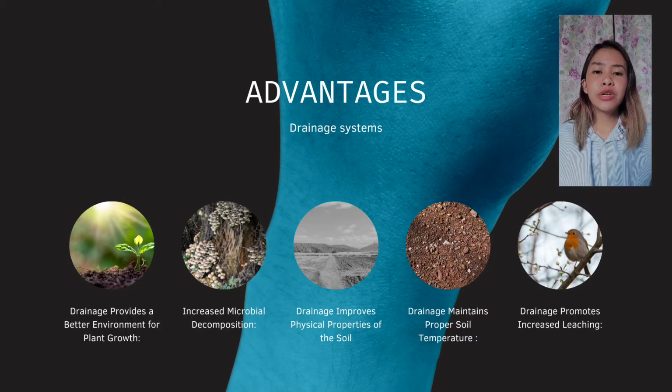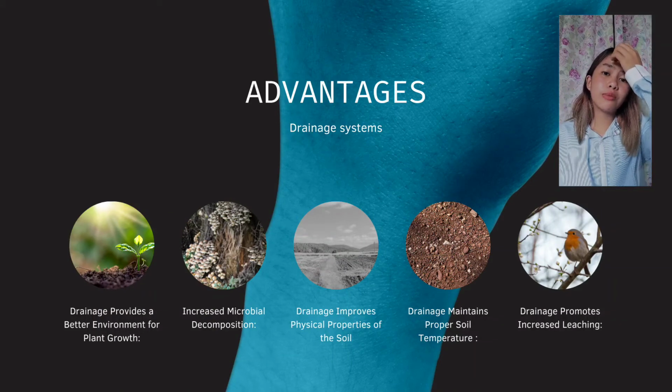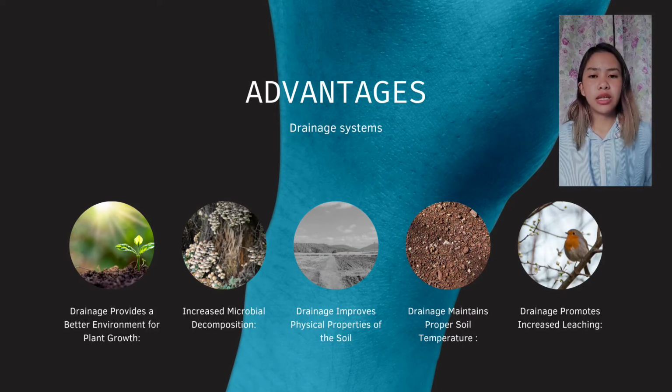Fourth, drainage maintains proper soil temperature. The removal of free water by drainage allows the soil to warm up quickly. If the soil does not warm up quickly, it can also damage the crops. Proper soil temperature accelerates plant growth and bacterial activity, creating conditions for early planting and better germination. Fifth, drainage promotes increased leaching of salts and prevents their accumulation in soil.